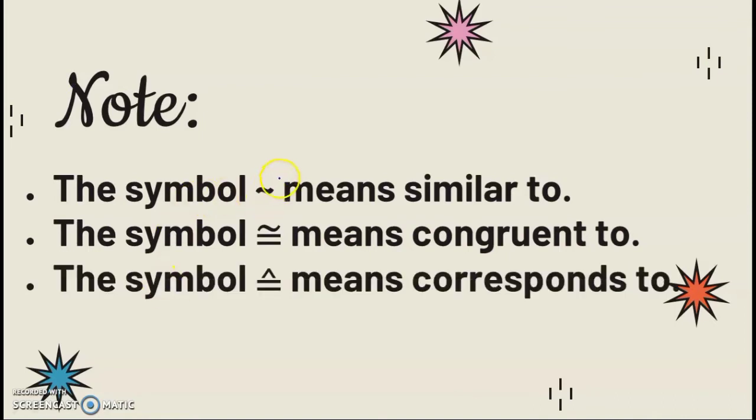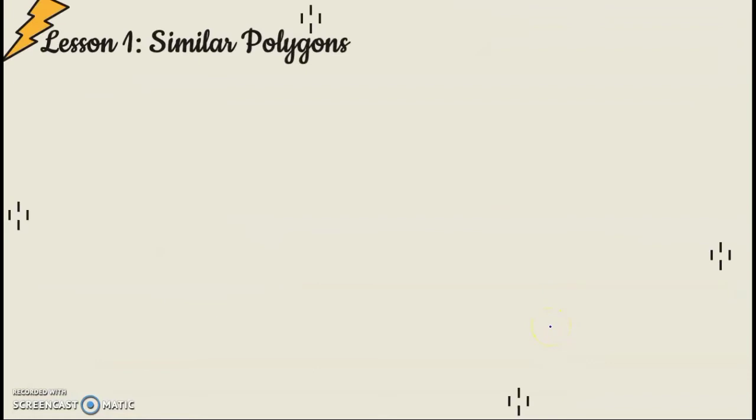So, pag itong wavy line, this means similar. Kapag merong wavy line sa taas and then equal sign, this means congruent to. And then, ito naman, yung may pa-arrow sa taas, corresponds to ang meaning niya. Okay? Ano ba ibig sabihin ng corresponds? Okay, dito tayo sa example.